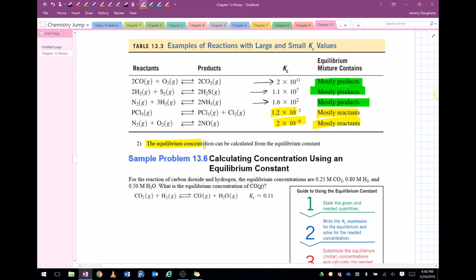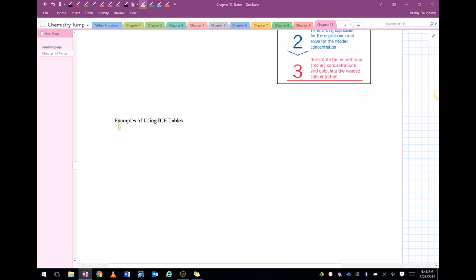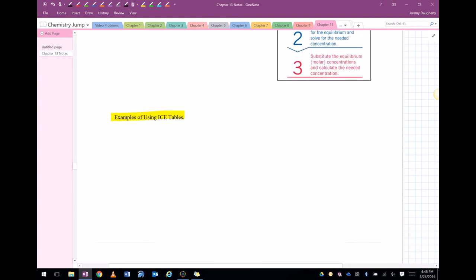And then the video problems will look at how we can calculate the equilibrium concentration from the equilibrium constant. Now we also use something called the ice table, and again, you'll see that in the video problems. A lot of times students ask, when are we supposed to use the ice table? If you're not given all the equilibrium information, you're supposed to use the ice table. But you'll see that in the video problems.